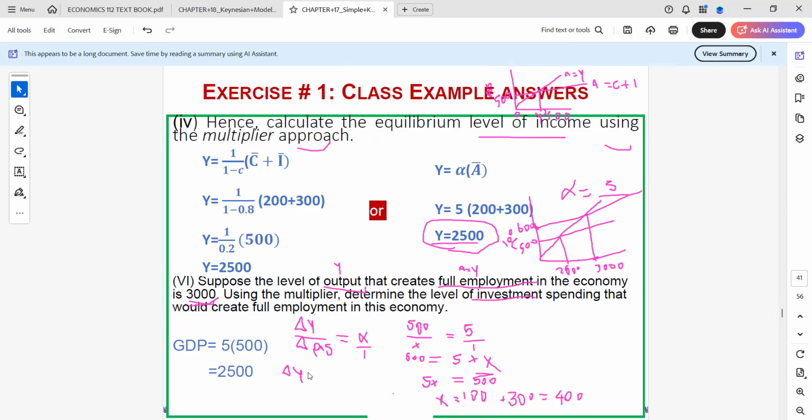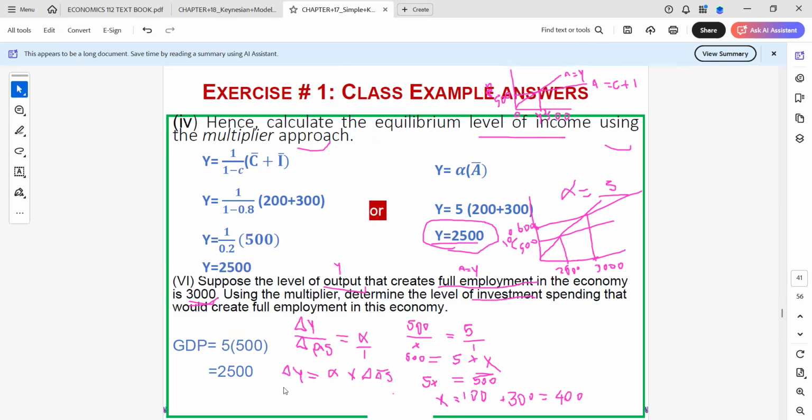A change in Y equals the multiplier times a change in autonomous aggregate expenditure, right? So it's going to be the multiplier times a change in what? In aggregate expenditure, in any component of aggregate expenditure, in any autonomous component.